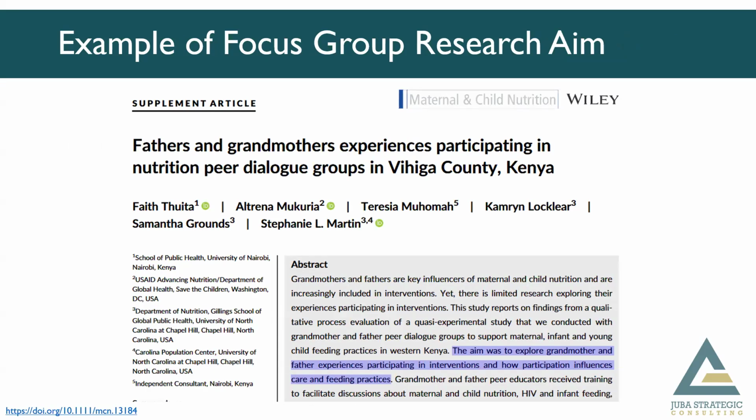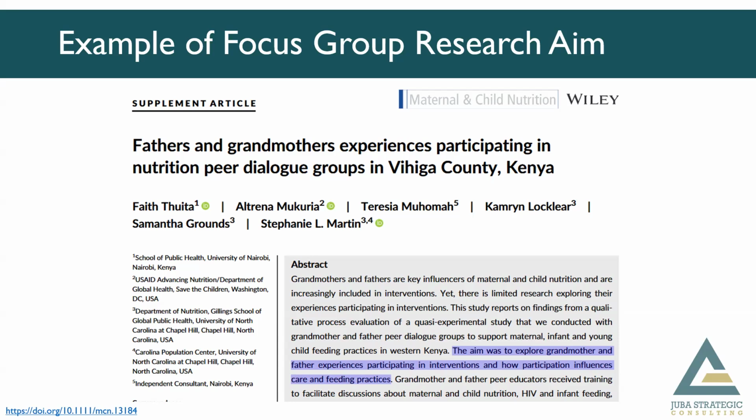I wanted to give a couple of examples of particular aims. This is one project that I worked on a few years back with colleagues at the University of North Carolina at Chapel Hill, as well as at the University of Nairobi. It looked at fathers' and grandmothers' experiences participating in nutrition peer dialogue groups. There was an intervention, and these nutrition peer dialogue groups aimed to improve maternal and child nutrition outcomes by engaging fathers and grandmothers in understanding nutrition and feeding practices.